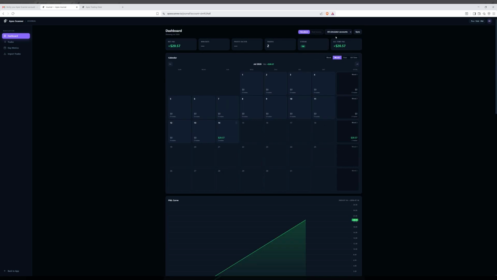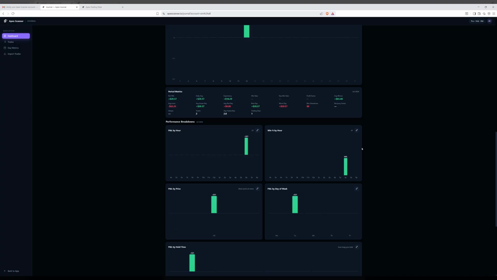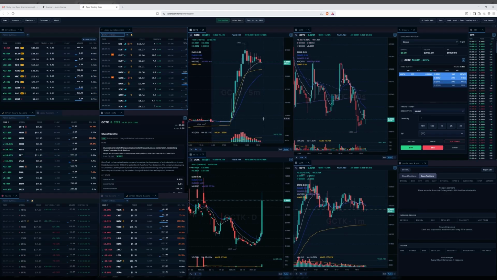So let's click on all simulated accounts. If you had trades on both the 2000 account and the daily trader, you should see them over here. To add some more data, let's go back to the trading desk that we had and look at a symbol that is actually on the move right now. The top gainer is GCTK.